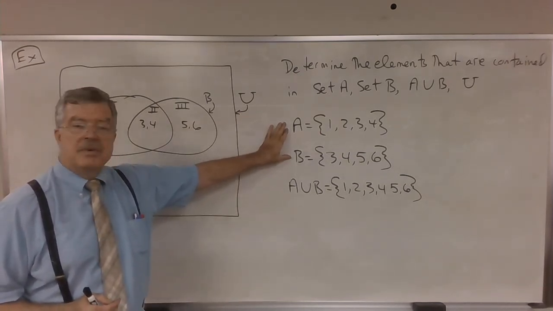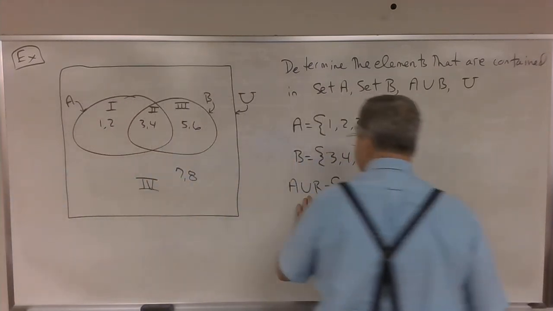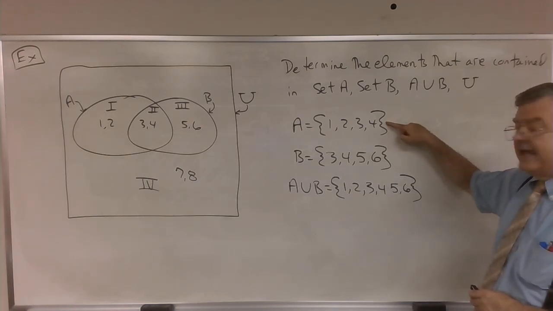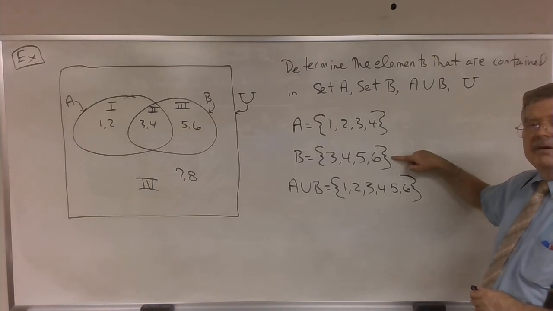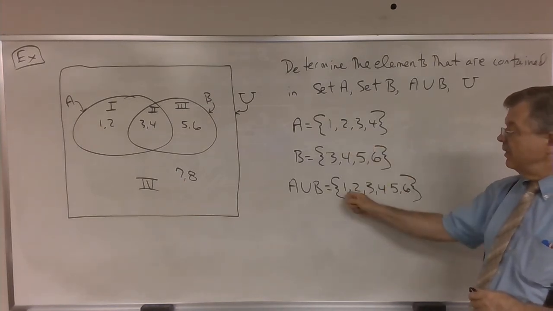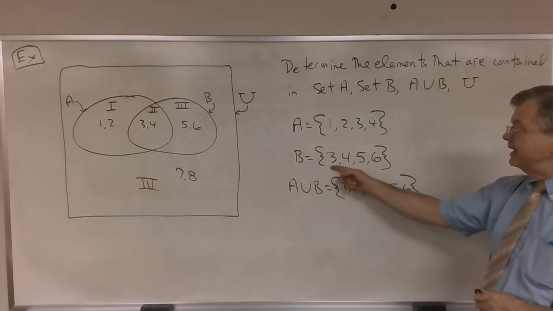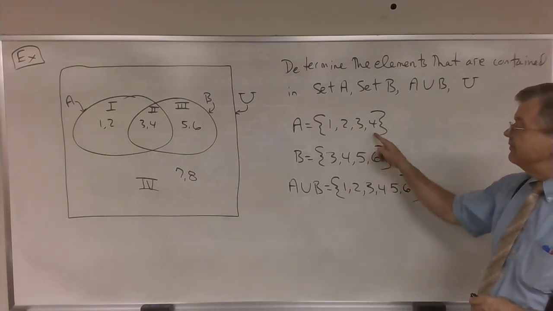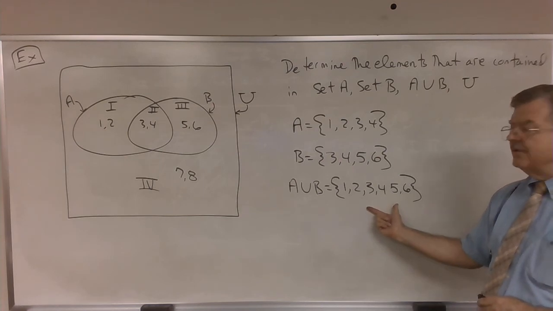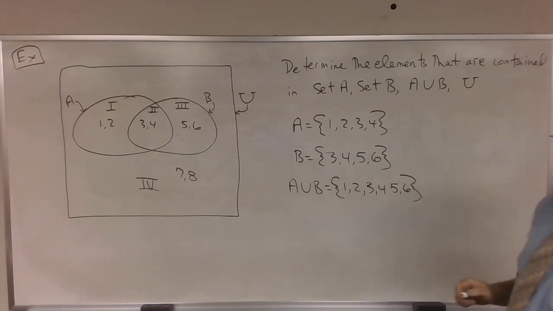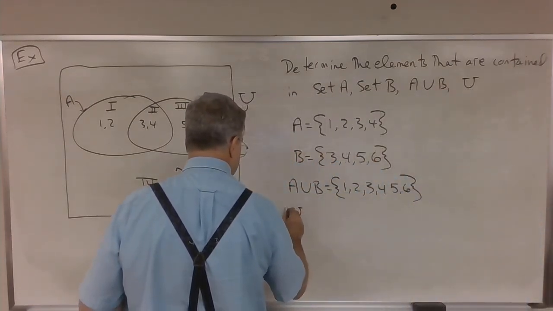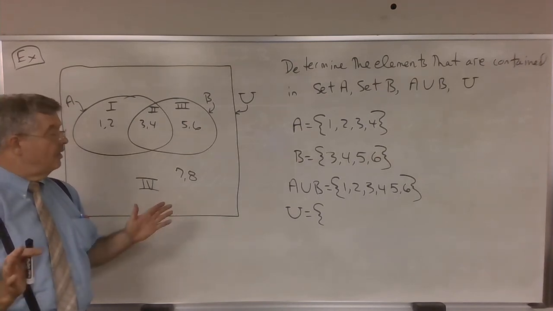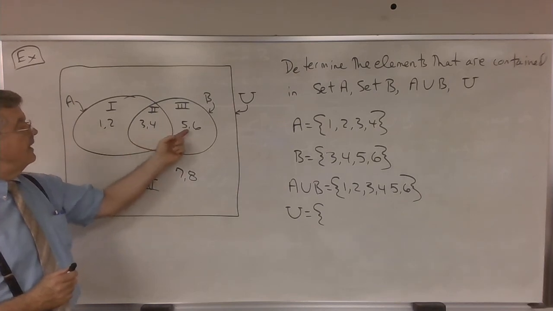Or, since we already knew what A and B were, we could have done A union B without looking at the picture. A union B is the set of all elements that are in A and all elements that are in B, or both. So we take all of the elements in A, 1, 2, 3, 4, all of the elements in B, 3, 4, 5, 6, all of the elements that are both in A and B, 3 and 4, put them all here. This is A union B. We could have done it that way too. Now, what about our universe? The universe is the set of all elements, right? 1, 2, 3, 4, 5, 6, 7, 8.